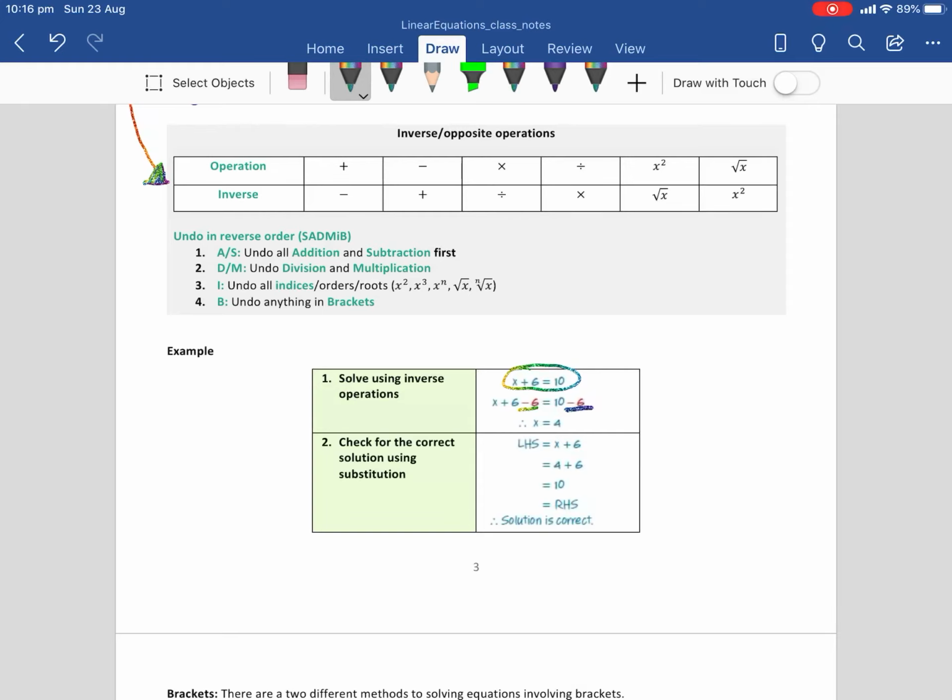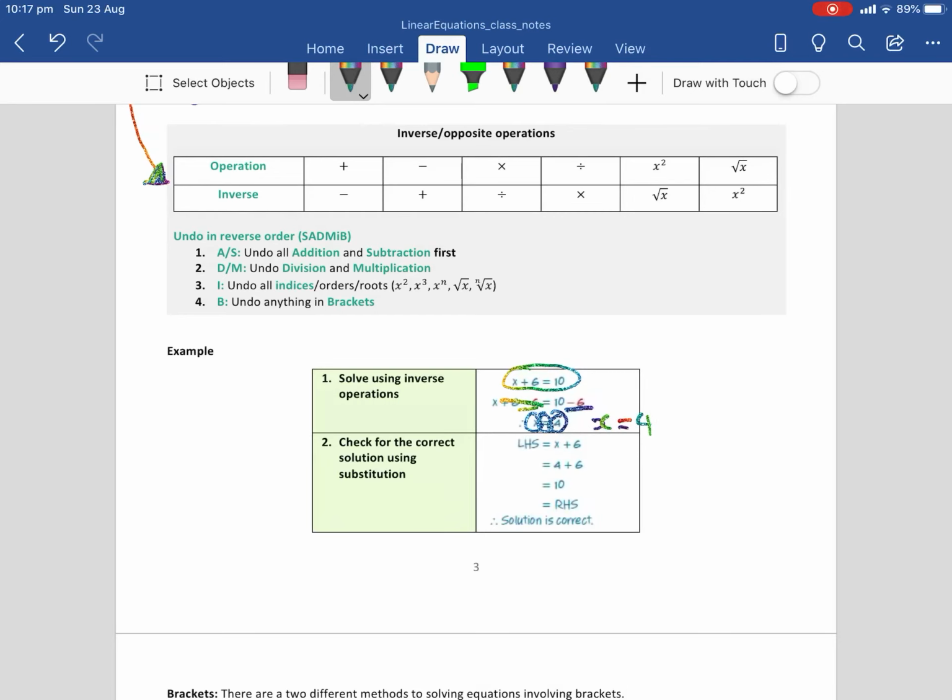Okay, the reason to do that is to cancel out those numbers near the x, because we want to get the x by itself. So plus 6, we're going to subtract 6, which means we've just got x equals 10 minus 6, which equals 4. Okay, x equals 4.